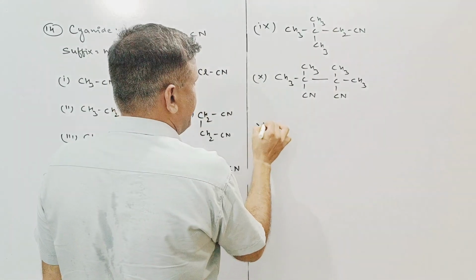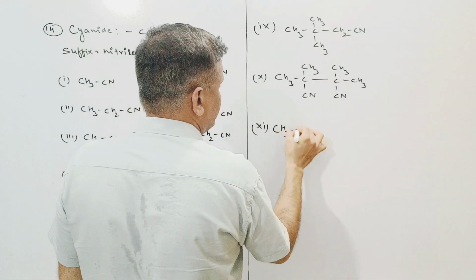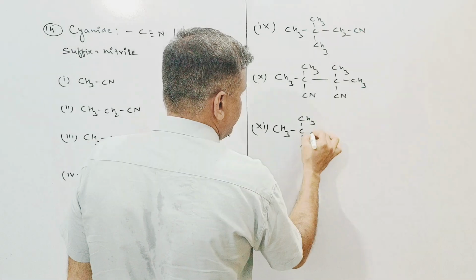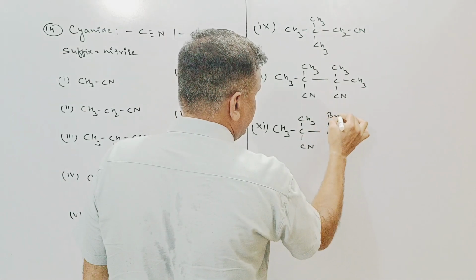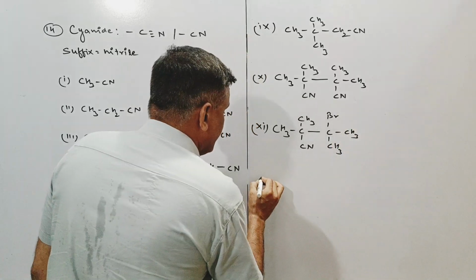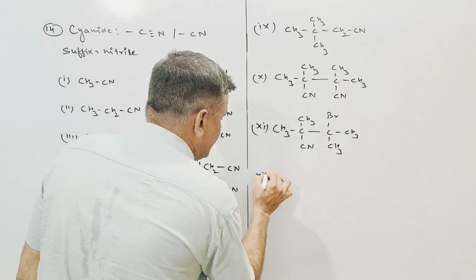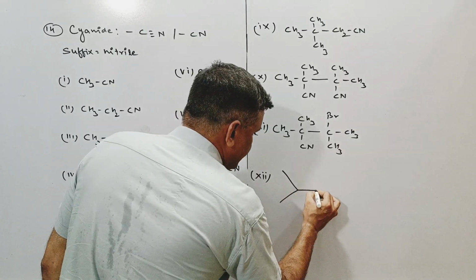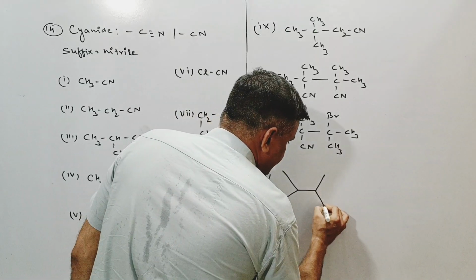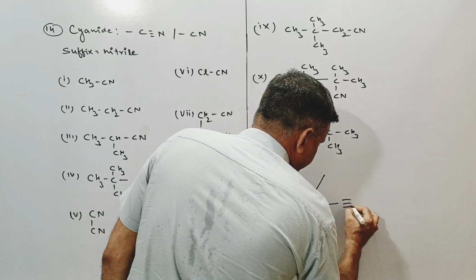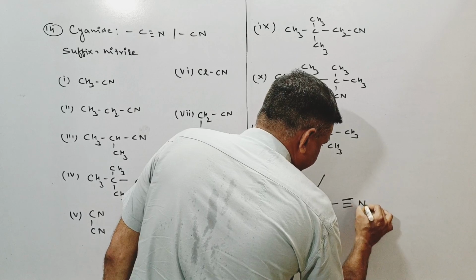This is the 11th compound. As the 11th compound, we can take CH3, this is the CN, this is your CBr, and this is the CH3, and this is the CH3. As the 12th compound, we can take a bond line structure also. This is as follows: like this, this is the triple bond and this is the N.